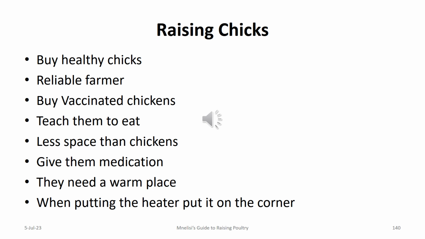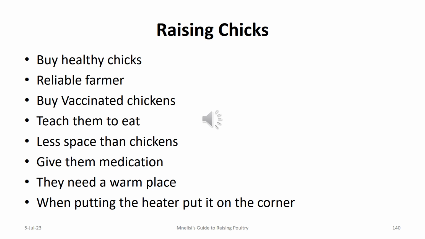You need to teach your chicks to eat. Take their small beak and dip them into water and feed. They will learn to eat. Or take an older chick, they will learn from it. Not a very old chick, as it will hurt the small ones.